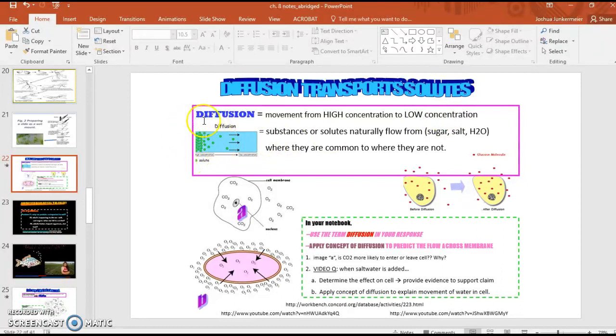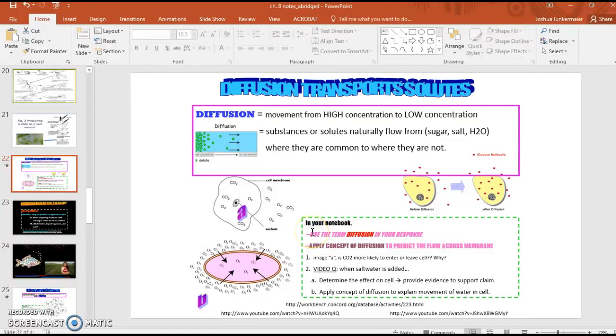Just like in this example, you have a really clustered amount of solutes here, a lot of these green particles, so this is high concentration, but they'll naturally move to the right where they're at a lower concentration, or where there's none of it at all. It says substances or solutes naturally flow from where they are common to where they are not. So if you cram a bunch of things together, they'll naturally eventually spread out. Just like if you stack up some papers, a perfect stack of paper, it's a really high concentrated amount of paper, but eventually it will slowly fall apart. They'll get mixed up. They'll end up all over the classroom or in your room. It's just natural. Things naturally go from high concentration to low.